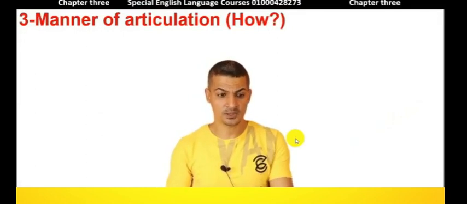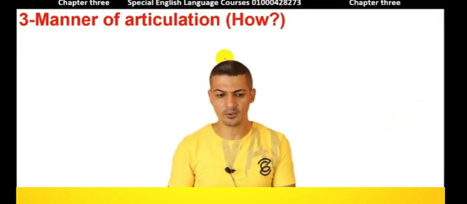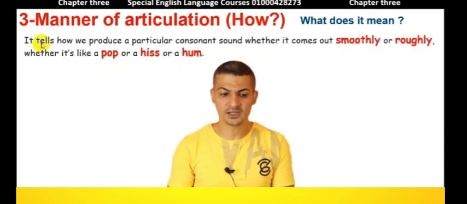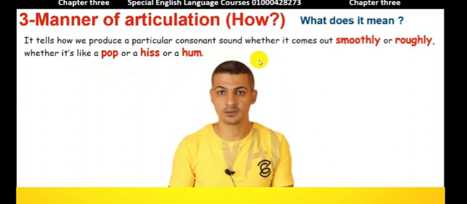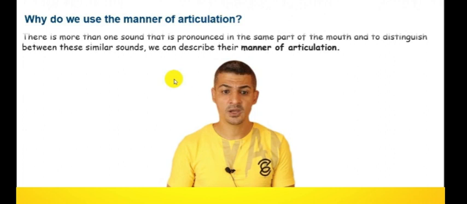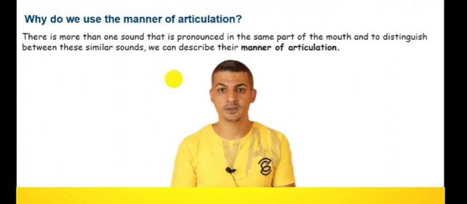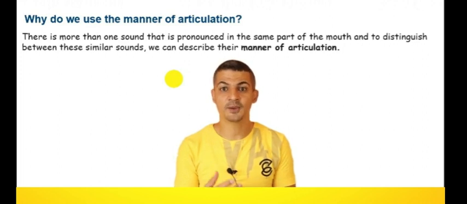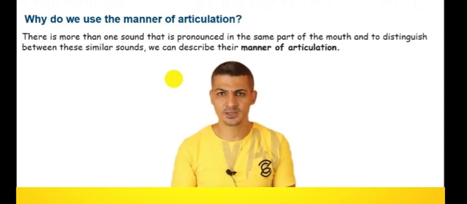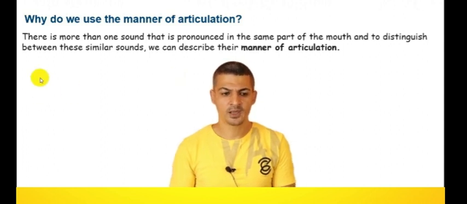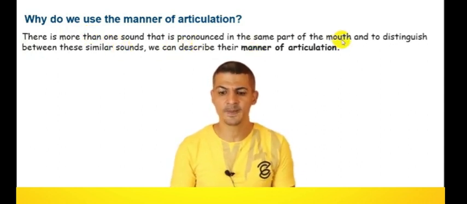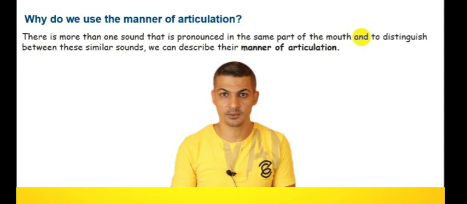The first question, as you see on my screen, manner of articulation, how? As I said, it tells how we produce a particular consonant sound, and whether it comes out smoothly, roughly, whether it's like a bop, a hiss, or hmm. The second question is, what is the importance of the manner of articulation? As I explained, because there is more than one sound that is produced in the same place of articulation, and to distinguish between these sounds, we can describe their manner of articulation.